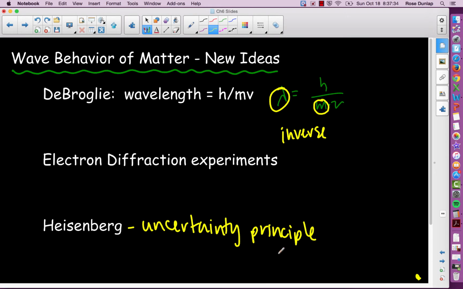The Heisenberg uncertainty principle, which says that we cannot know both the momentum and the location of a particle. If something is moving, we cannot know both the location and the momentum of that particle. Which makes sense, because if I know the momentum, the rate at which it's moving, at one given point in time, I can't also know where it is.